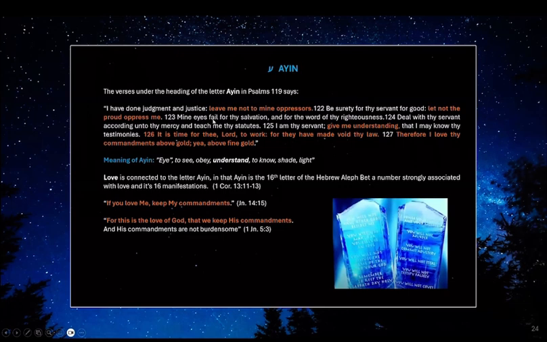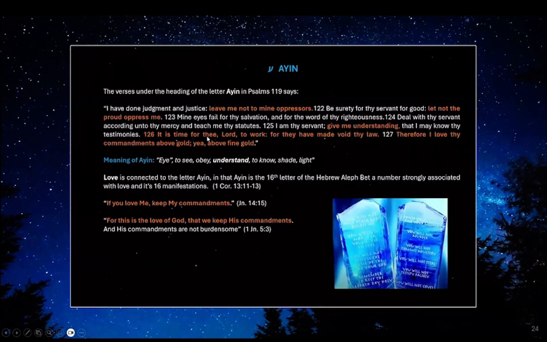So there's this oppression. Mine eyes, that's the letter Ayin, fail for thy salvation and for the word of thy righteousness. Deal with thy servant according unto thy mercy and teach me thy statutes. Yep, we need to understand and obey and keep his statutes. I am thy servant. Give me understanding. That's part of the meaning of the letter Ayin, to know, to understand. And here he says, give me understanding that I may know thy testimonies.